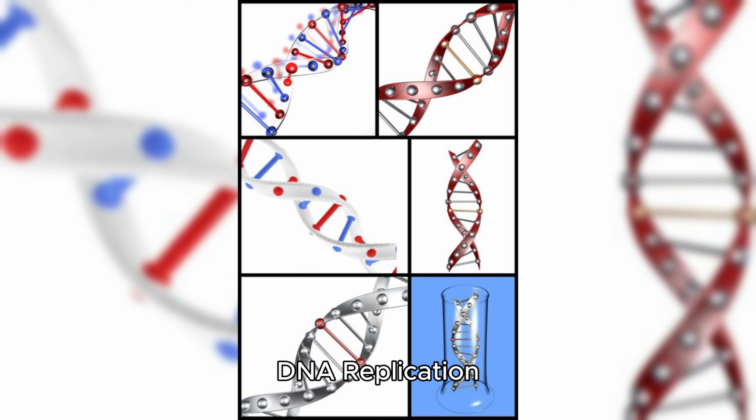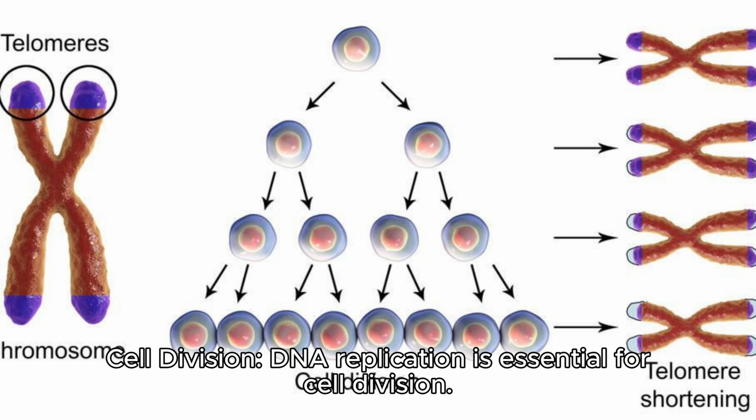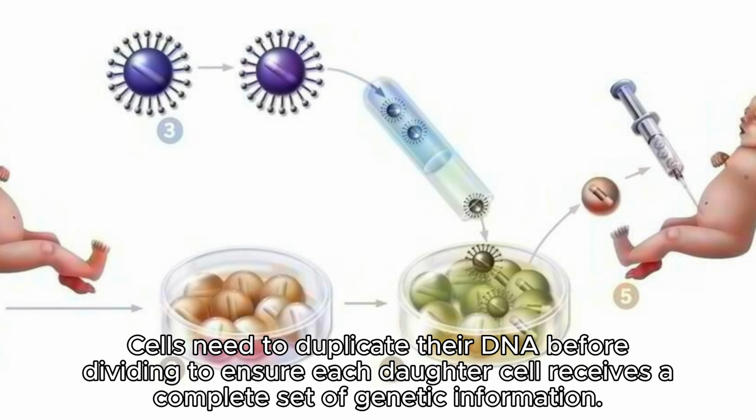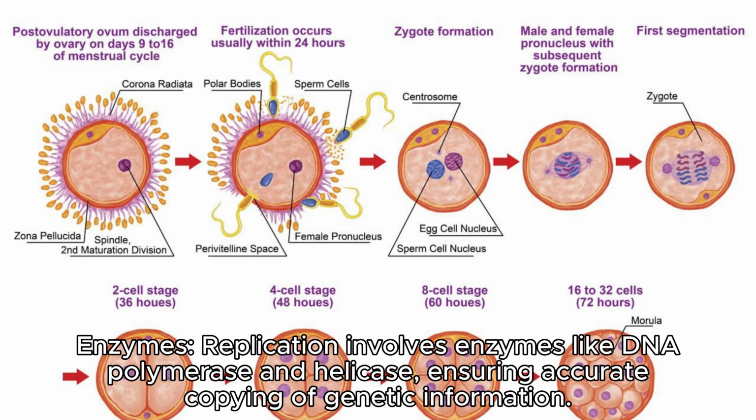DNA replication. Cell division. DNA replication is essential for cell division. Cells need to duplicate their DNA before dividing to ensure each daughter cell receives a complete set of genetic information. Enzymes. Replication involves enzymes like DNA polymerase and helicase, ensuring accurate copying of genetic information.